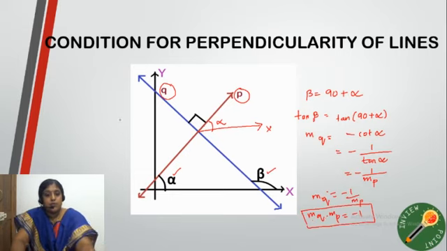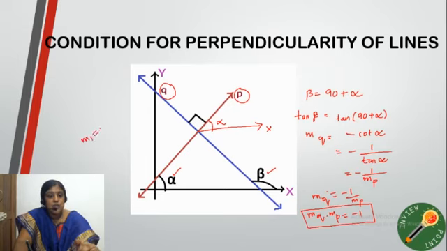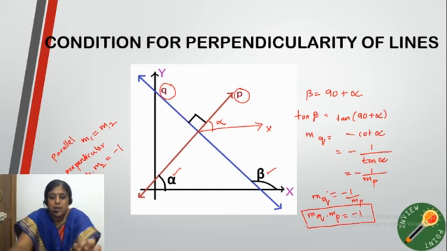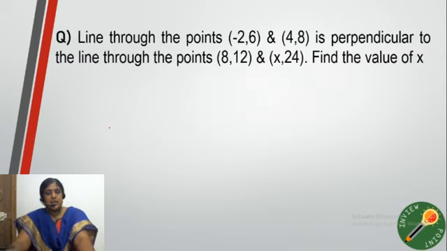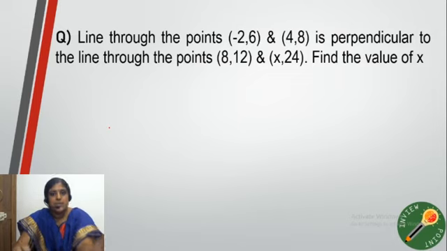If two lines are parallel to each other, their slopes are equal. That is the parallel condition: the slopes of those two lines will be equal. When the two lines are perpendicular, the product of their slopes is equal to minus 1. Is it clear, students? Now let's discuss another problem with this concept.